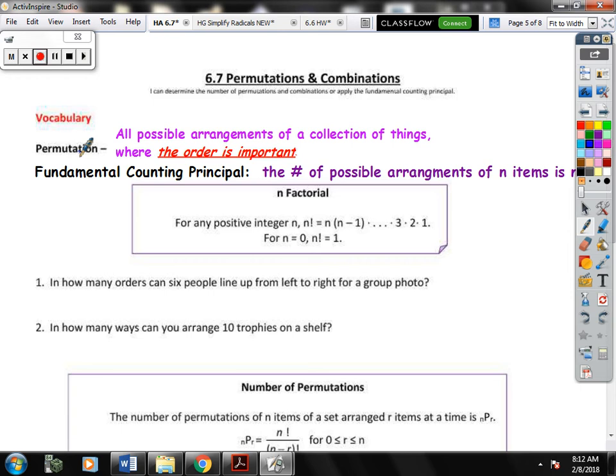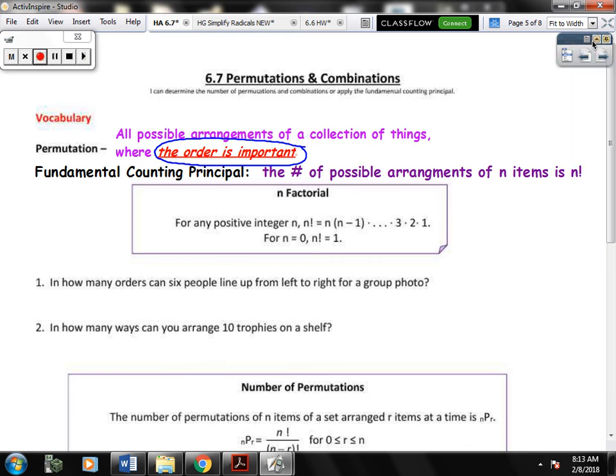Make sure you leave some space because I need you to add in a vocab word underneath. I don't think this is on your sheet. Fundamental counting principle, but we need to add it in somewhere. So permutation is where the order is important. I'll give some examples once you guys are done copying. We will need our calculators today.